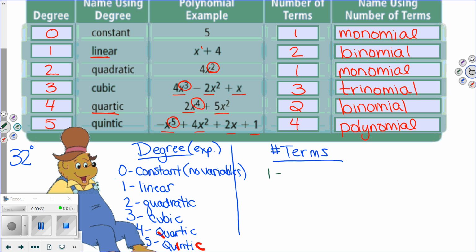All right, you can also classify by the number of terms. So either 1, which is monomial, 2 is binomial, 3 is trinomial, and 4 or more is just poly.